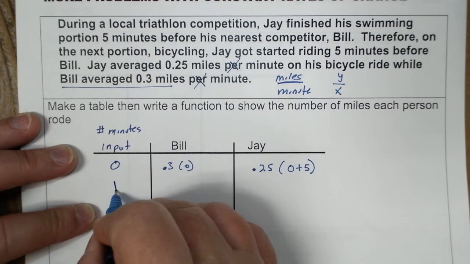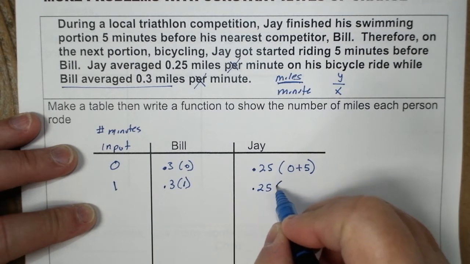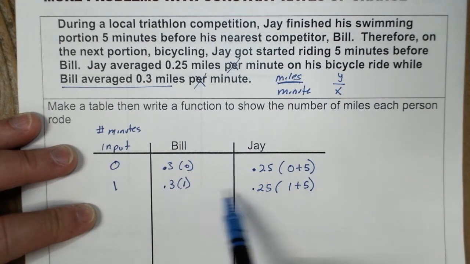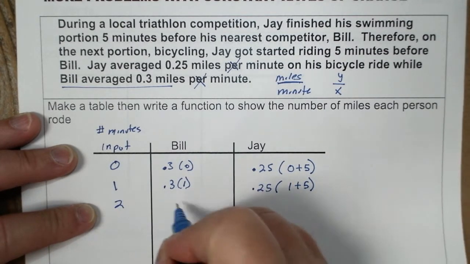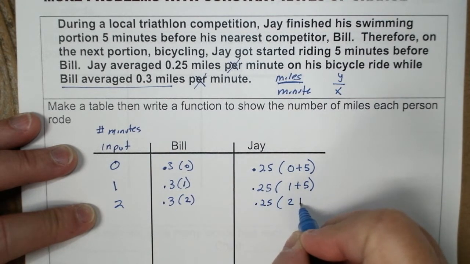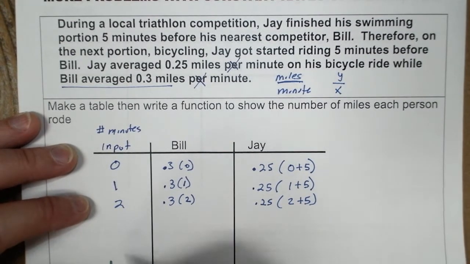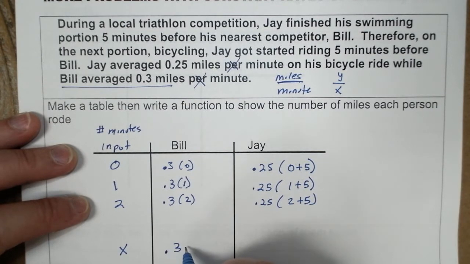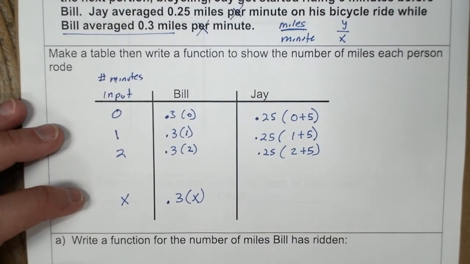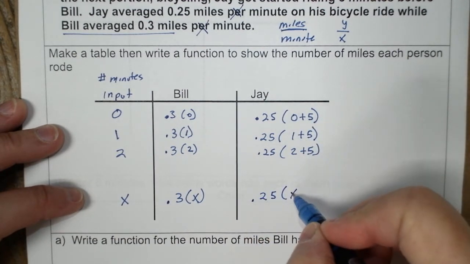So then we have 1 minute, and 0.3 times 1, and 0.25 times 1 plus 5. Notice these ones are the same, these zeros are the same. Continue building. 0.3 times 2, 0.25 times 2 plus 5. And so for x minutes, Bill is doing 0.3x, because that's what's changing and that's the variable. And for Jay, it's 0.25 times x plus 5.